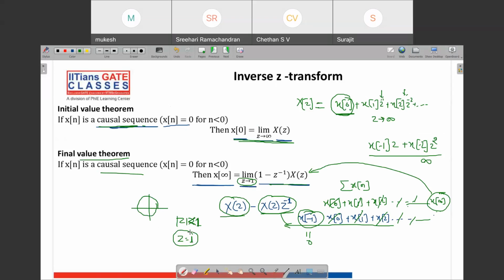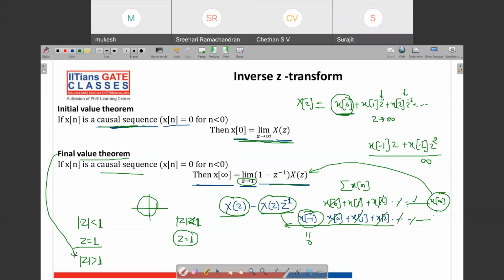If there is more than one pole at the z equal to 1 circle, you should not apply it. Either all the poles have to be inside, or if there is one pole at z equal to 1, that is also fine. But if there is more than one pole at z equal to 1, that is not fine. And if any of the poles is outside the z equal to 1 circle, you should not apply this final value theorem. Sir, how can we understand that? If a problem is given, you need to check the location of the poles, whether they are inside, on the z equal to 1 circle, or outside.